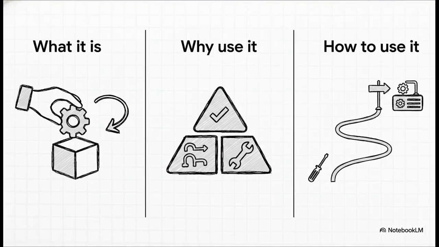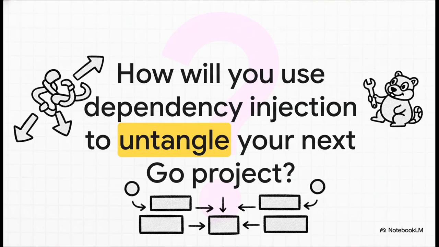Okay, let's do a super quick final recap. What is it? Just passing your dependencies in instead of making them inside. Why use it? Because you want code that's testable, flexible, and maintainable. And how should you use it? Start by doing it manually. It's the simplest way in Go. Only even think about reaching for a framework when you really start to feel the pain of a massive, complex project. And that's dependency injection in Go.